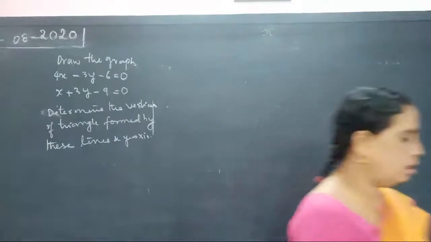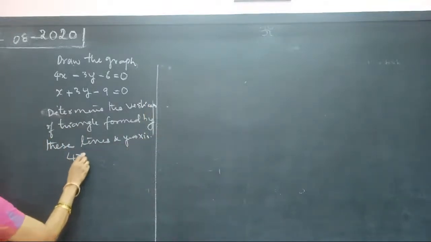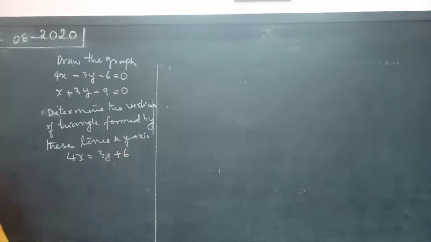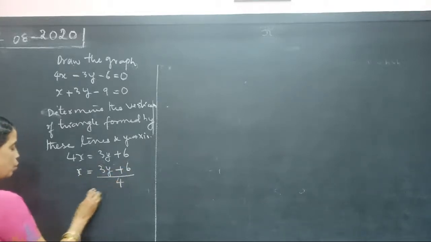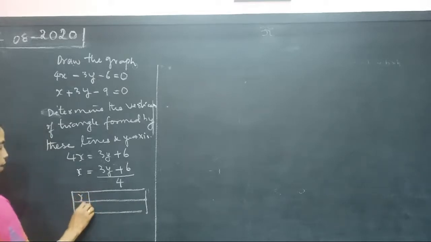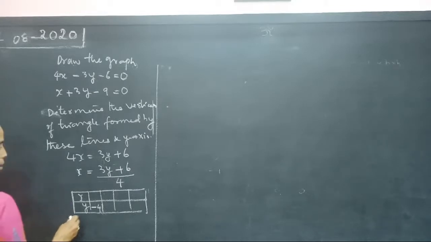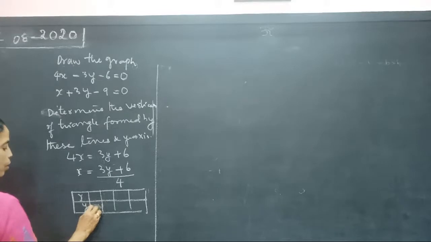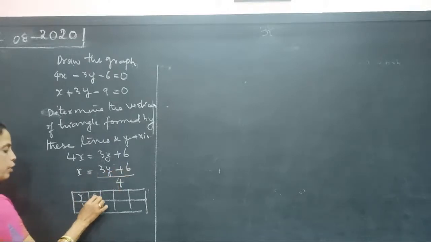We'll do that first. Considering the first equation, 4x equals 3y plus 6. x equals 3y plus 6 by 4. So here you have a plus sign. If I substitute a positive value for y, you will get values beyond 8 or 10. Try to go with negative. If I put y equal to minus 4, 4 3s are 12, it's not completely divisible. If I put y equal to minus 2, 3 2s are 6, minus 6 plus 6 divided by 4 is 0.